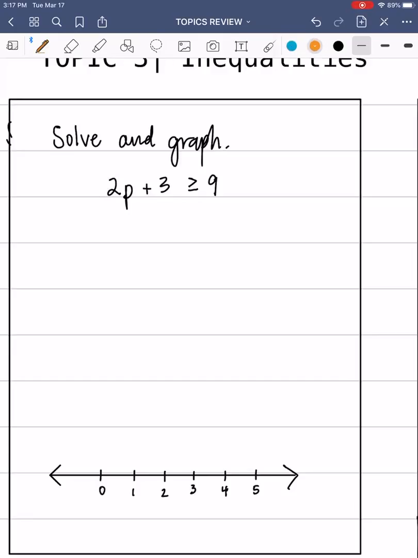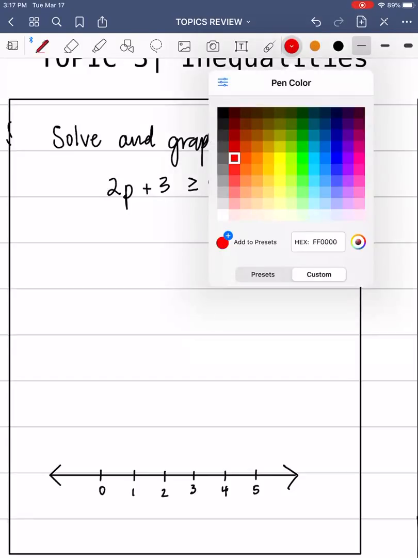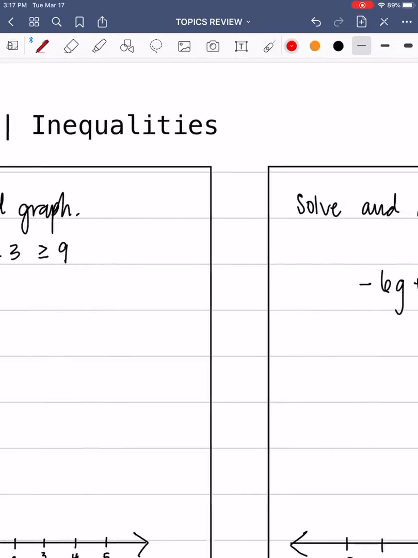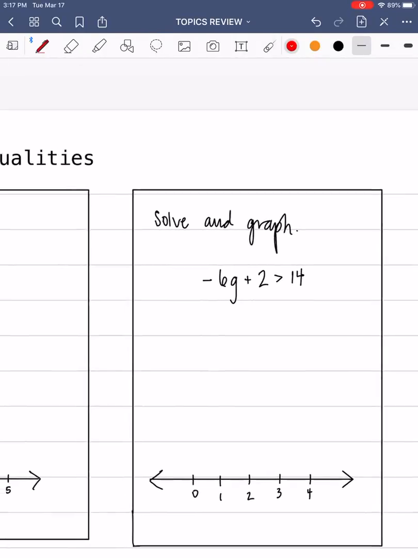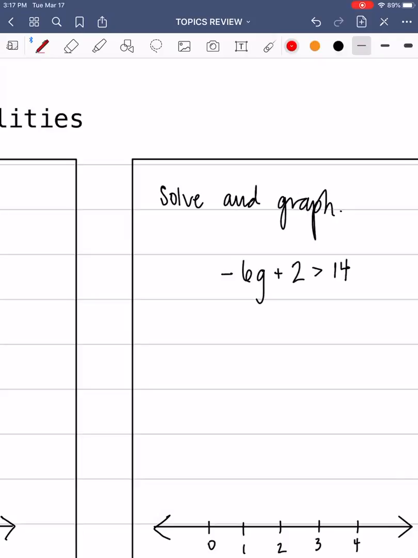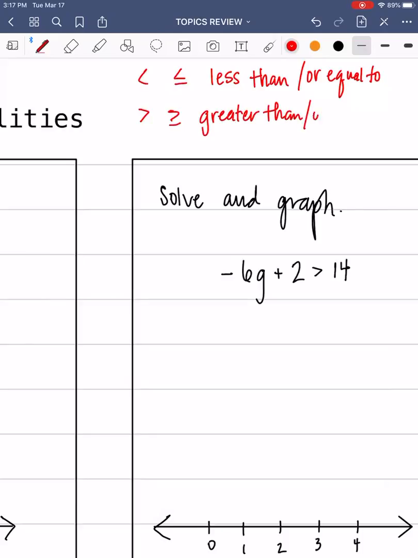Remember, maybe we could write a little key off to the side up here. So we have less than, like this. This is less than. Or less than or equal to. And then if it goes this way, then it's greater than or equal to, if it has the line underneath.